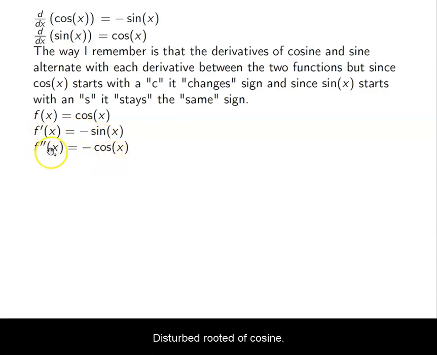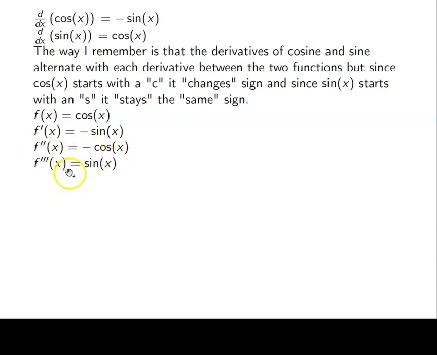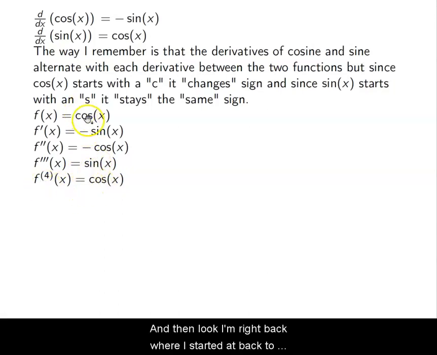Okay. The third derivative of cosine means that I take this derivative and it'll change sign, so it goes to sine and it changes from a negative to a positive. If I take the derivative of sine, then I will get a cosine function and the signs stay the same. And then look, I'm right back where I started, back to cosine. So my fifth derivative would be this, my sixth derivative would be this, my seventh derivative, and then my eighth derivative. It's cyclic in nature. Every time I take 4 derivatives of cosine, I end up back at cosine.